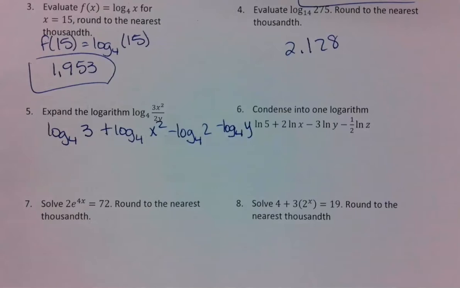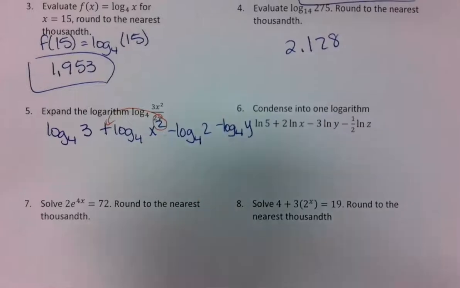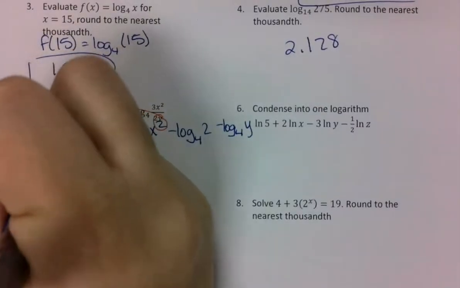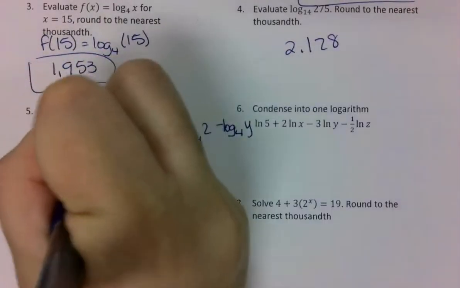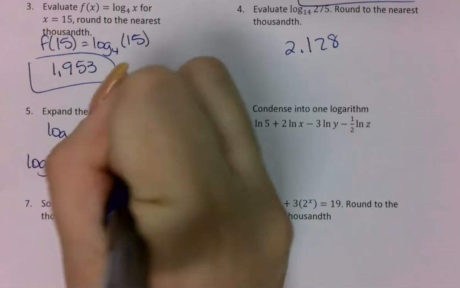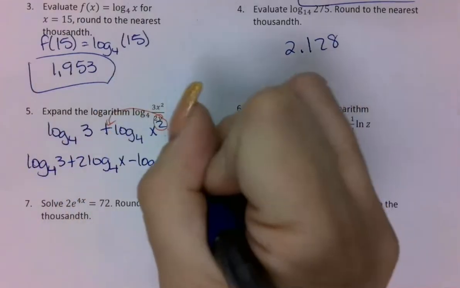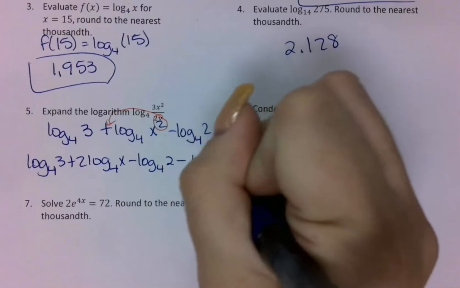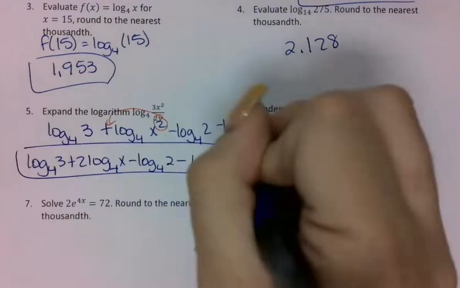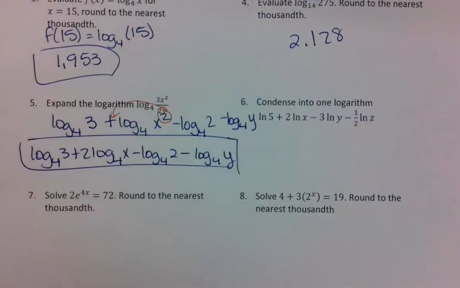Then I need to make sure I don't have any exponents. I do have an exponent, so the exponent's going to move out front. This is going to give me log base 4 of 3 plus 2 log base 4 of x minus log base 4 of 2 minus log base 4 of y for my final answer.